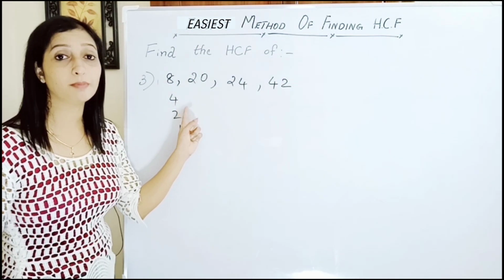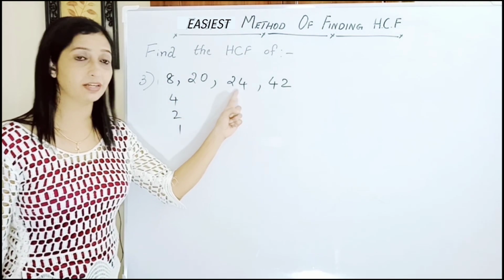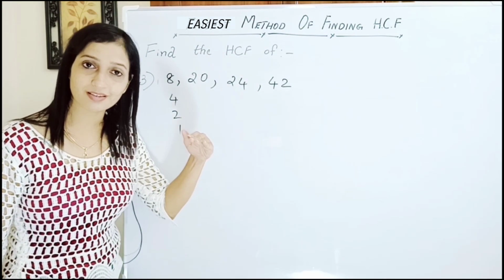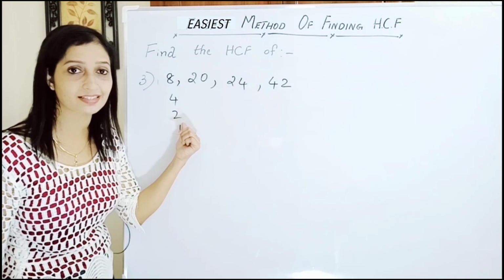Can 20 be divided by 4? Yes, 24 can be divided by 4 exactly, but 42 cannot be divided by 4. So 4 is not our HCF. Let's go on to the next number.